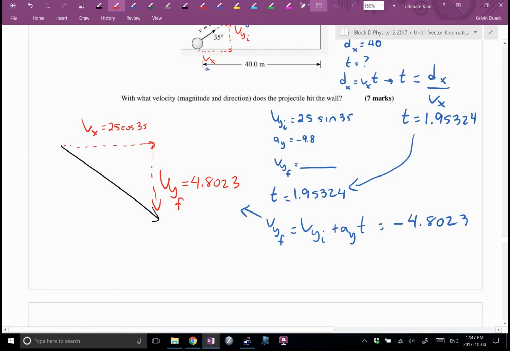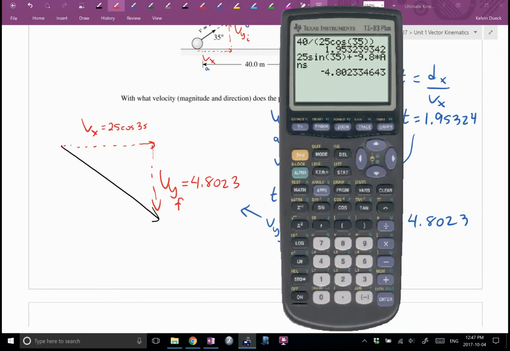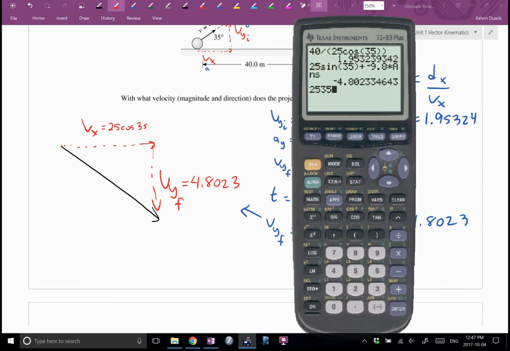And now I can do Pythagoras. Here, I would probably take the time to go 25 cos 35. Oh, 25. Let's try that again. Cos 35, and I would now decimalize it, store that on my calculator, and I would say it's that number squared plus 4.8023 squared. Square root. I get a magnitude of 21.0.